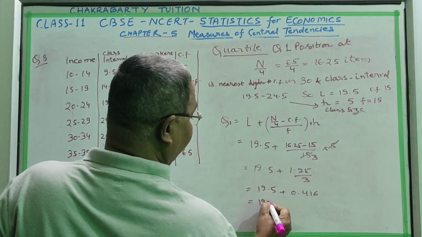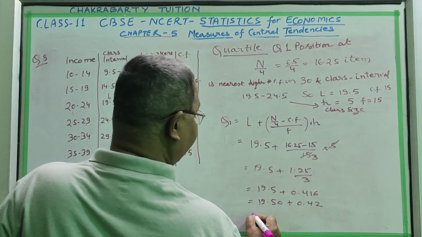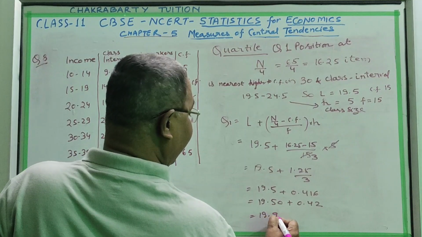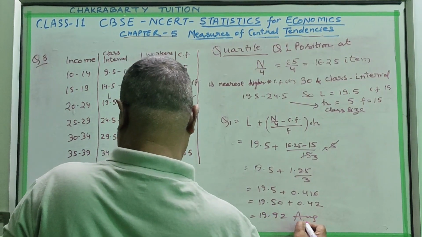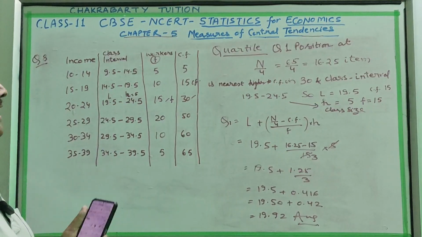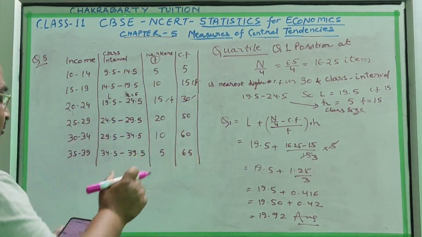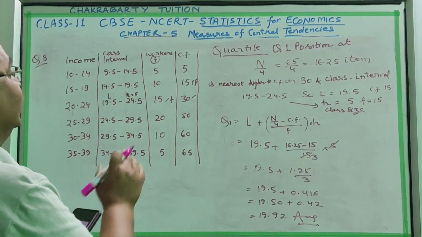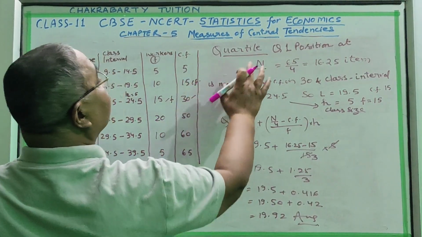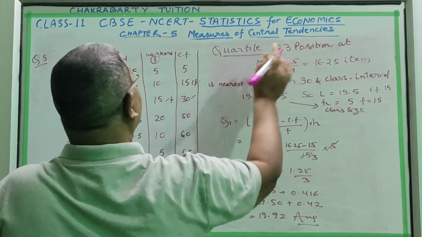So 19.50 plus 0.42 is 19.92. This is your answer. Okay, this is your answer. So this is quartile 1. Now we will calculate quartile 3 also in the same way. Okay, so quartile 3. Now we are going to make it Q3. So the Q3 position will be, I am just rubbing it out. Okay, Q3.